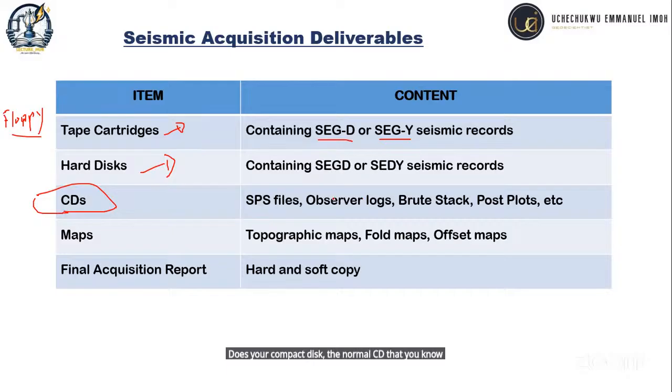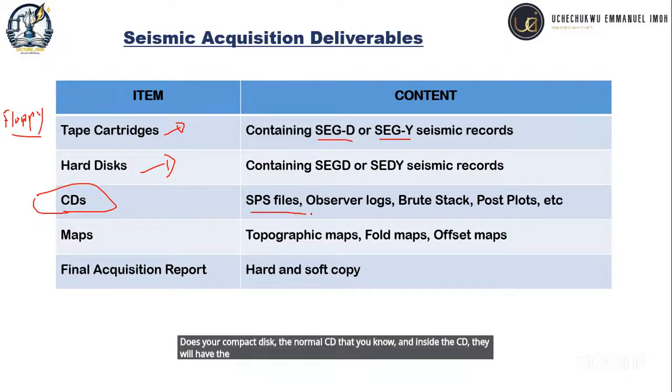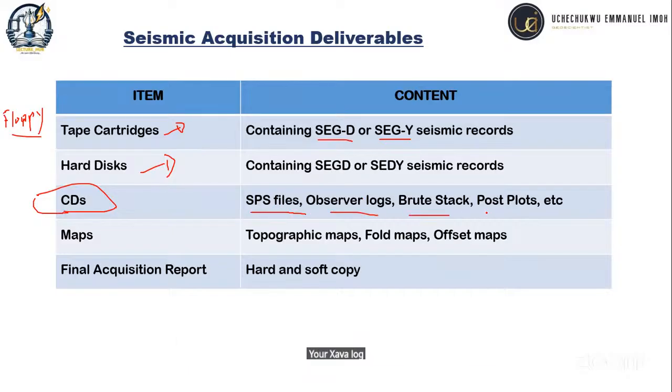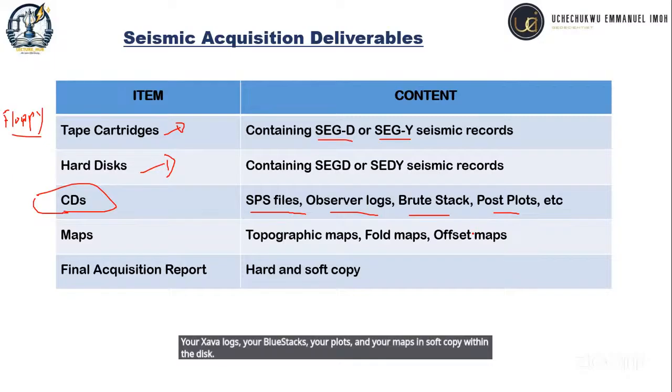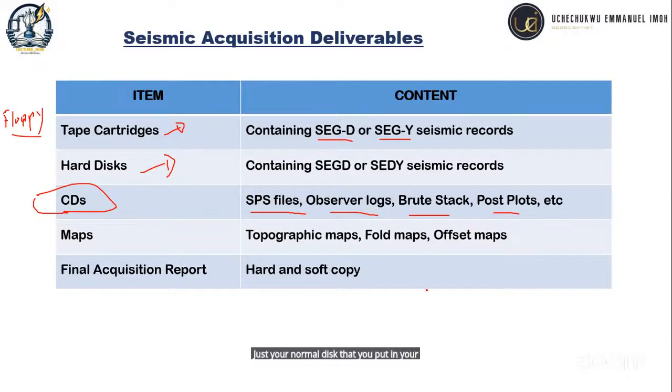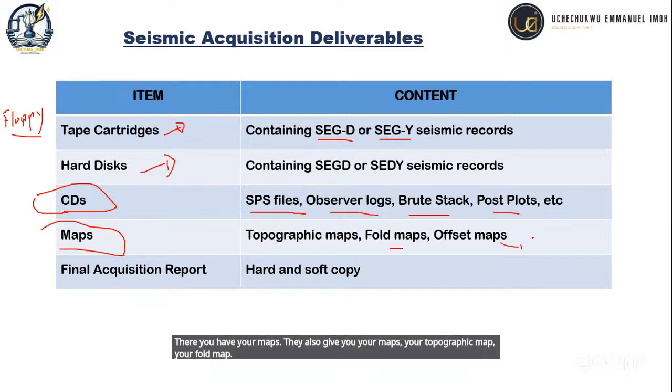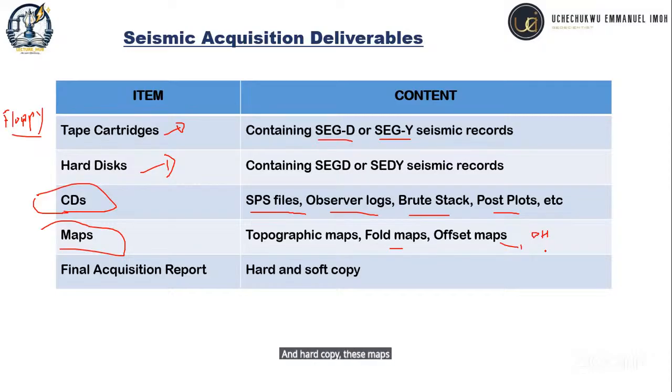And inside the CD, they will have the SPS files, your observer logs, your plots, and your maps in soft copy within the disk. Just your normal disk that you put in your laptops, if your laptop is disk enabled. Then you have your maps. They also give you your topographic map, your fold map, offset maps, etc., in hard copy. These maps will be given to you in hard copy.